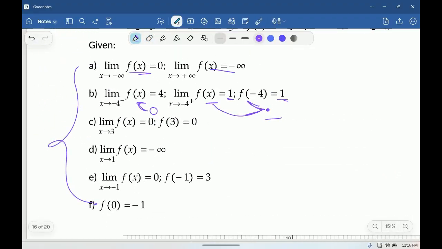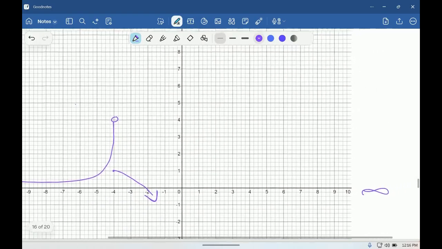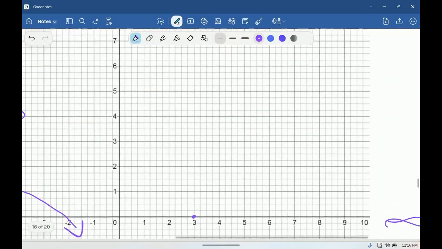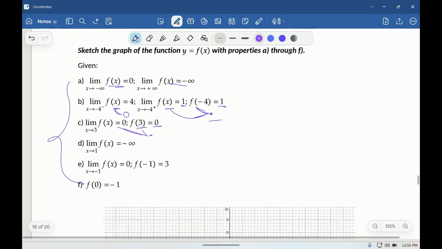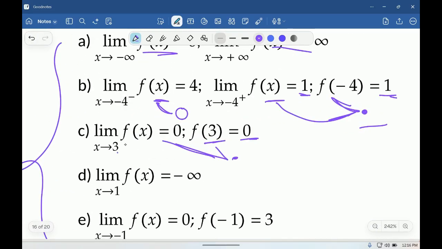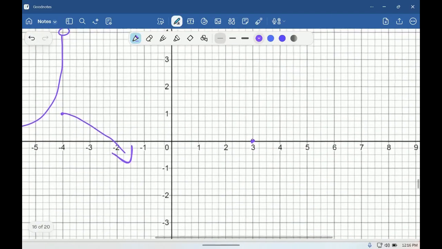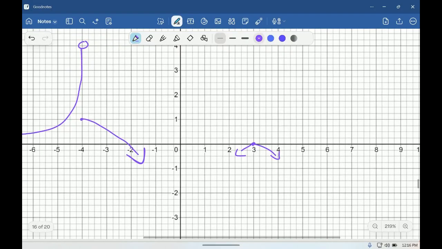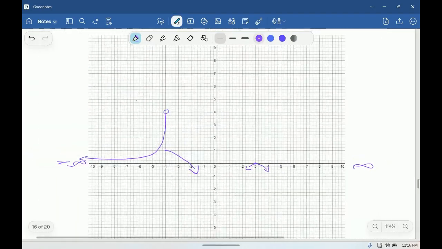Okay. So property C tells us that if the limit approaches 3, it's going to be at y equals 0, and then it confirms here that it's going to be at 0, so we're going to draw this point out with a closed circle. We're going to draw it right over here. We have x equals 3, and y equals 0. And since it doesn't specify if it's coming from the left or the right, we're going to have to assume that this is from both the left and the right. So we're going to have uncompleted limits because we need the rest of the properties before we complete this coming from both sides.